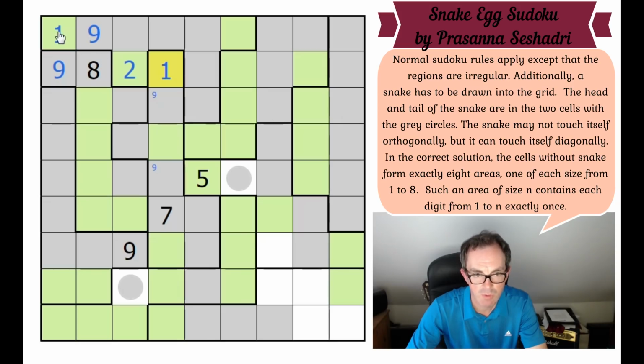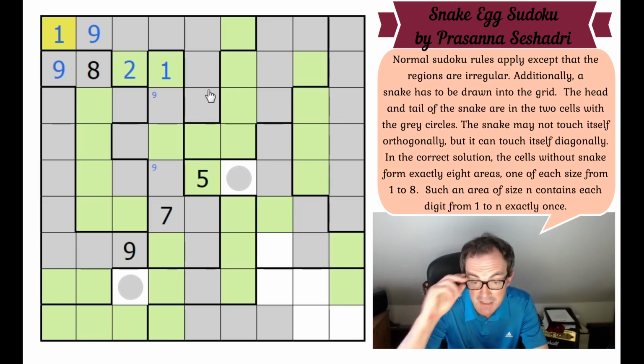So we've got the 1, 2. We've not got the 3 yet. We've got the 4. We've got the 5. We've not got the 6. When we've got the 7, we've got the 8. Right, so we're looking for the 3 and the 6-cell region.